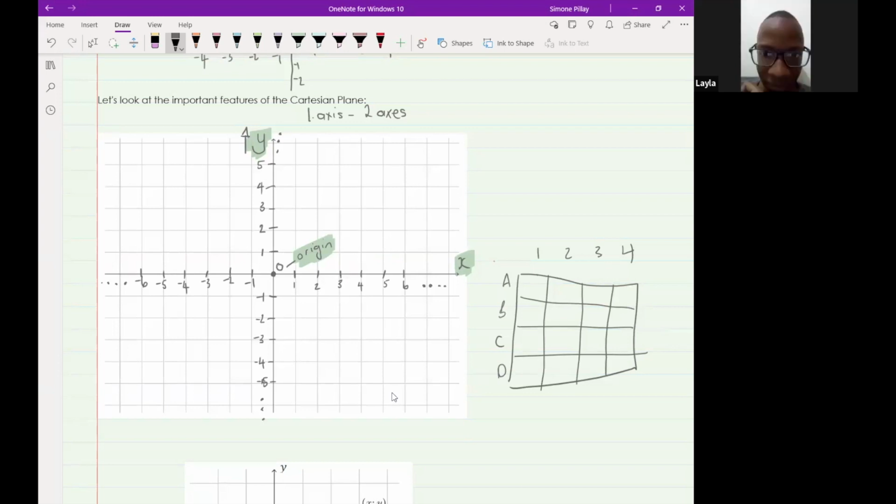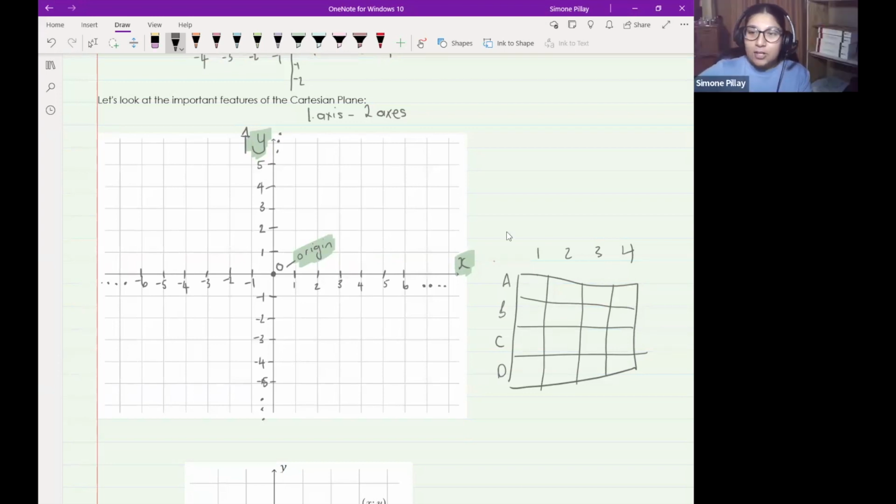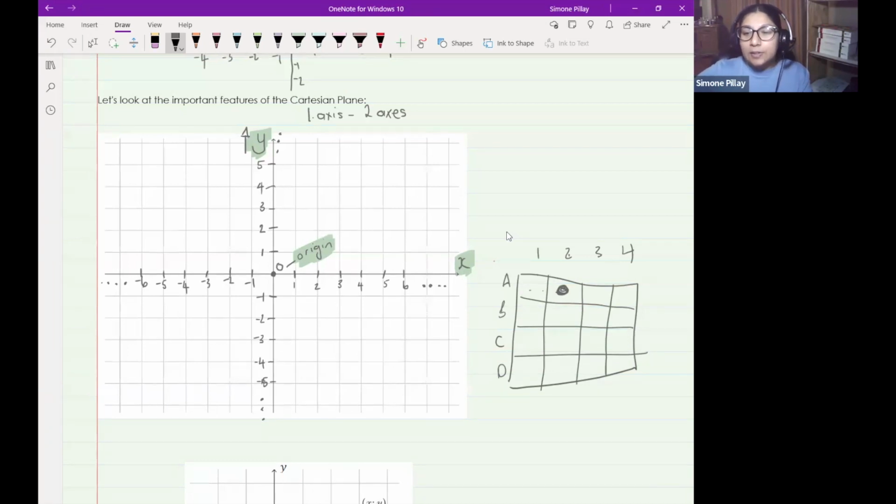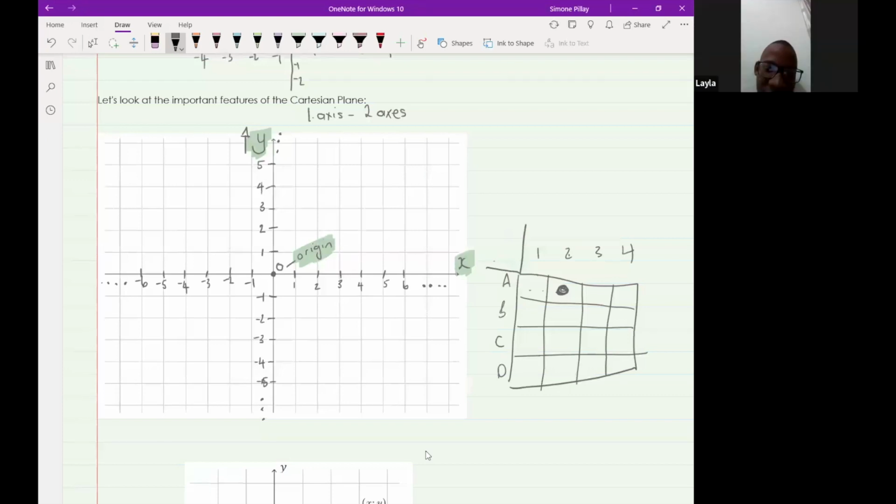Have you done grids like this before? They say find block A2, and then you go to A2, and this is block A2. Yes, ma'am, I've done that. That's basically what this is, except now we've got numbers on both sides, and we have extended this to include positive and negative numbers. Are you okay seeing that? Yes, ma'am, I see that. Does that make sense?